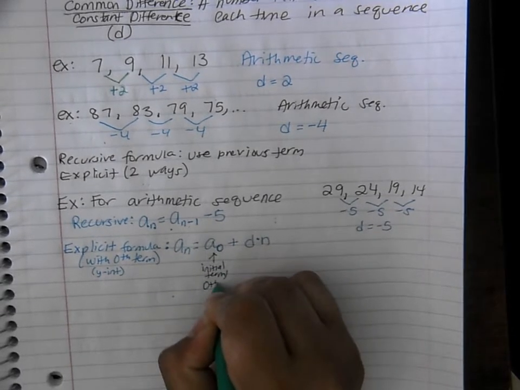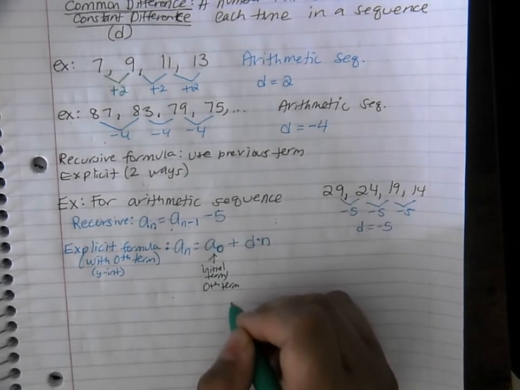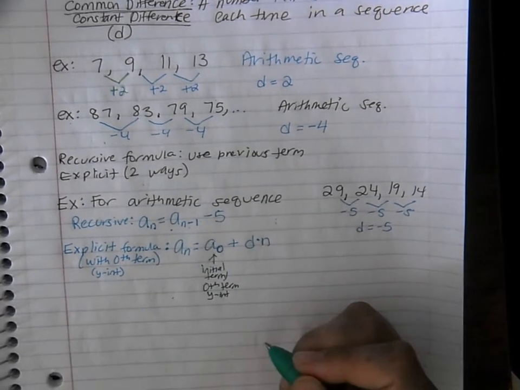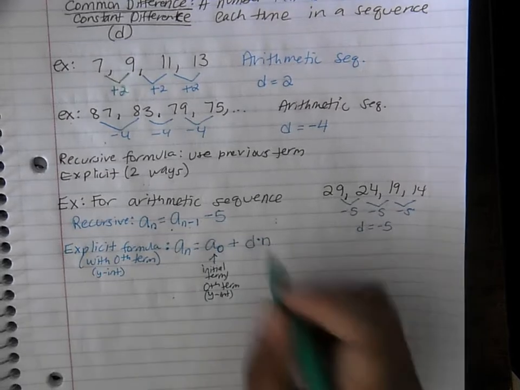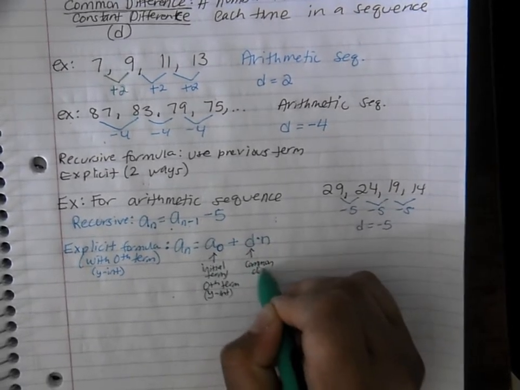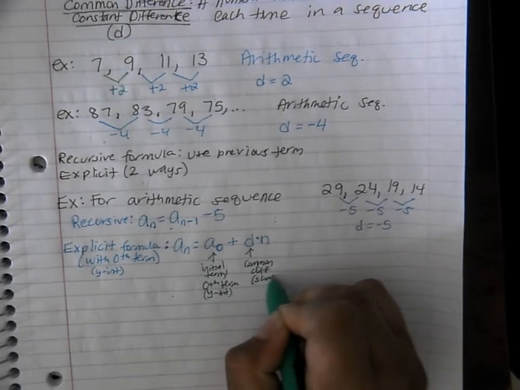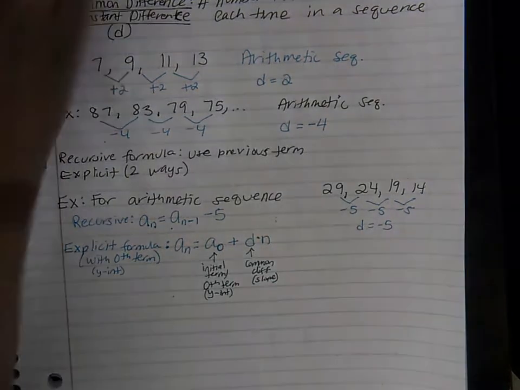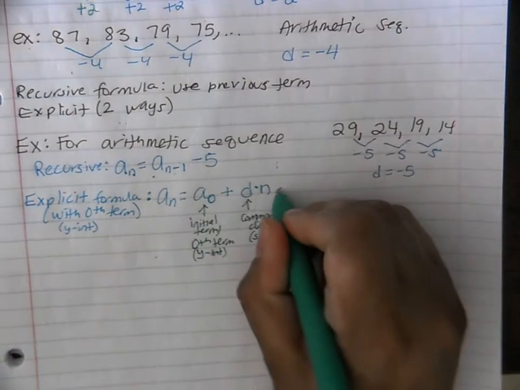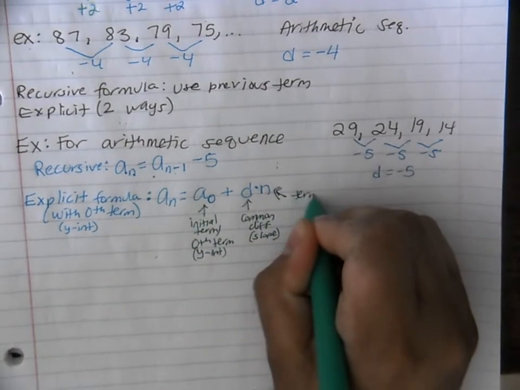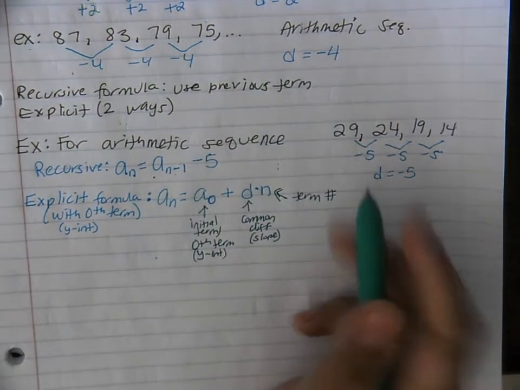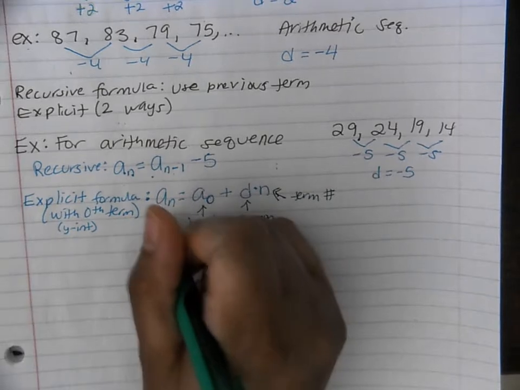I'll write 0th term. I know that looks odd. It's also called your y-intercept. The d is the same as the common difference that we've been working with, which is also the slope. And then we have our n, which is just the term number. So if you're working on finding this third term or whatever number you want to find, that would be your nth term.